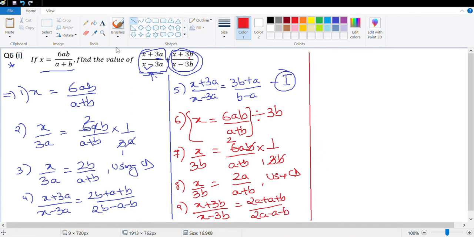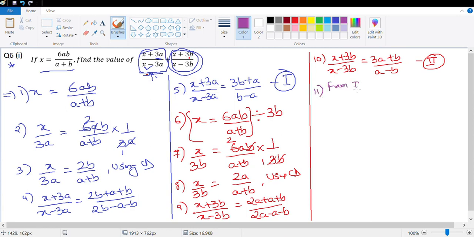Okay, let's see what this gives us. We get x plus 3b upon x minus 3b would be equal to 2a plus a, that's 3a plus b, and in the denominator 2a minus a, that's a minus b. So we have our second equation. So if we need to find the value of what they want, let's go ahead and add them, which means from 1 and 2 we get x plus 3a upon x minus 3a plus x plus 3b upon x minus 3b is equal to 3b plus a upon b minus a plus 3a plus b upon a minus b.